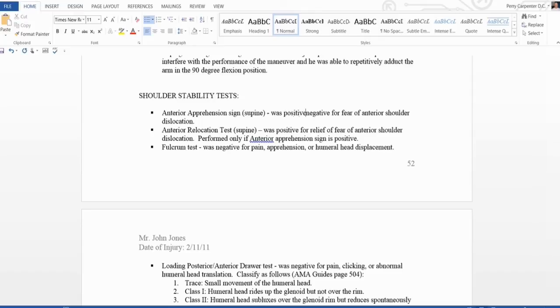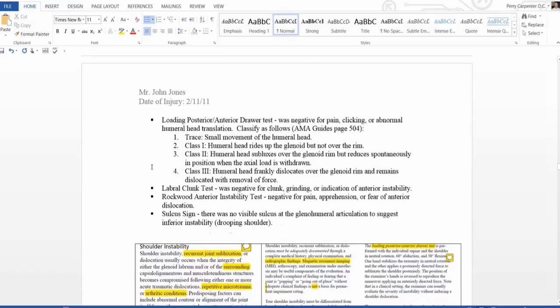If we had a positive apprehension sign, we could say that it was positive for fear of anterior shoulder dislocation, and Mr. Jones recoiled from the maneuver. And then we have an anterior relocation test. We say that this was positive for the relief of fear. And describe, these are just examples, but describe your findings on each and every examination procedure.